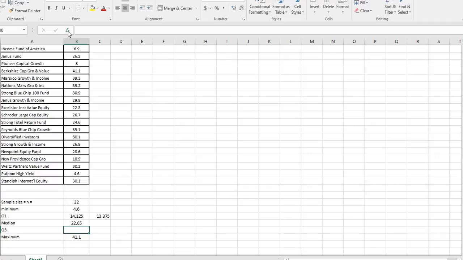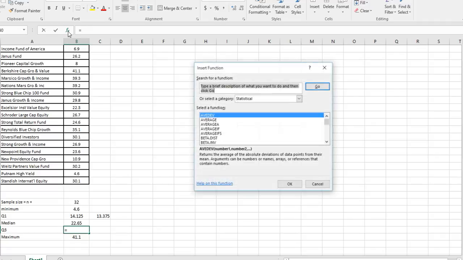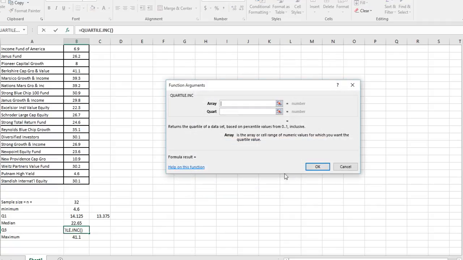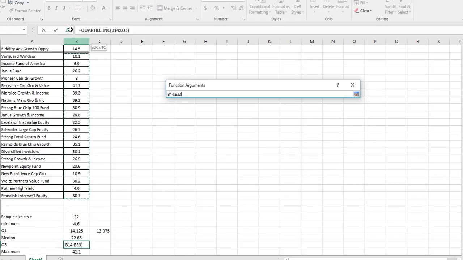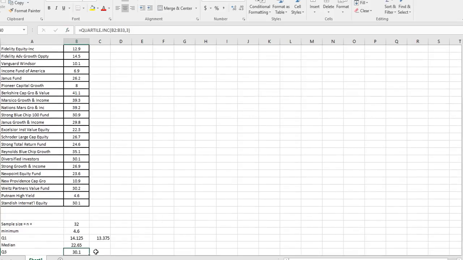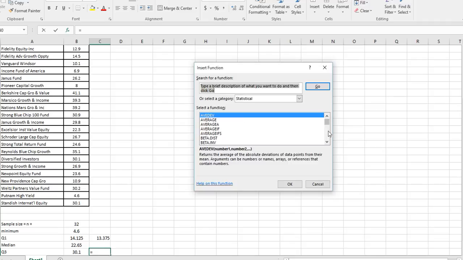So again, I can go from the wizard. Let's see how that works again. You hit the insert function, you go down to quartile, and then I think I have the inclusive one on the left, so I'll do that one first and put in the data range there, and this is the third quartile. That's the exclusive version, and then we'll do the inclusive version. Now we'll do the exclusive version here.